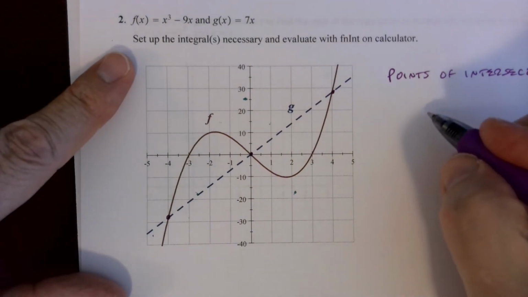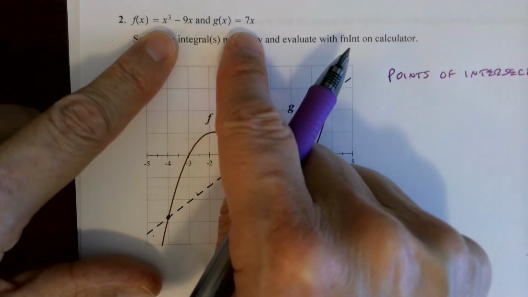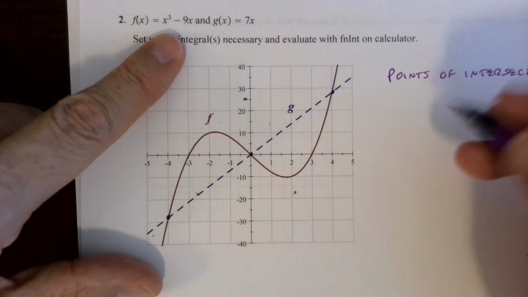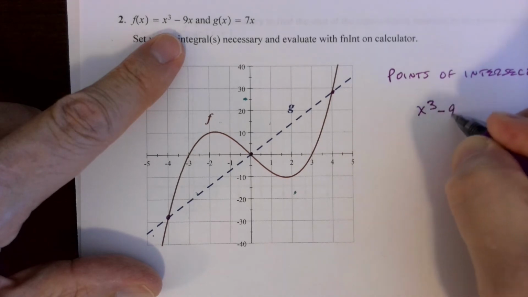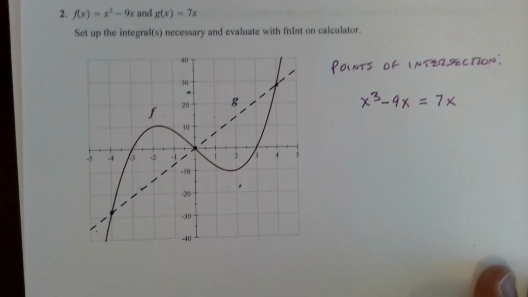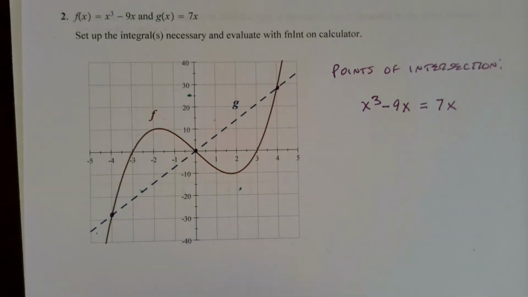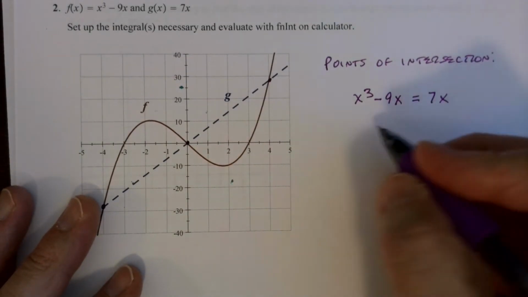So they're going to be the same when the outputs to the functions are equal, right? When f of x equals g of x. That's going to be when x cubed minus 9x equals 7x, right? When f of x equals g of x. So how do I solve a polynomial equation? Again, I set equal to 0.